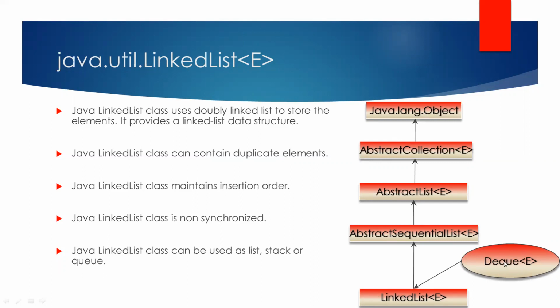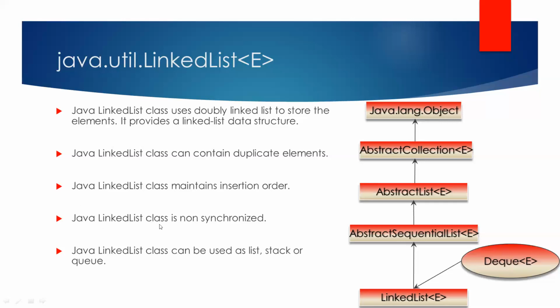So if you have any application in which you want to implement this kind of data structure, then you can use the linked list. Java linked list class uses doubly linked list to store the elements, and it provides a linked list data structure. Java linked list class can contain duplicate elements, definitely, because it's a type of list. Java linked list class maintains insertion order. Insertion order means the order in which you are inserting the values, 0th, 1st, 2nd, and so on.